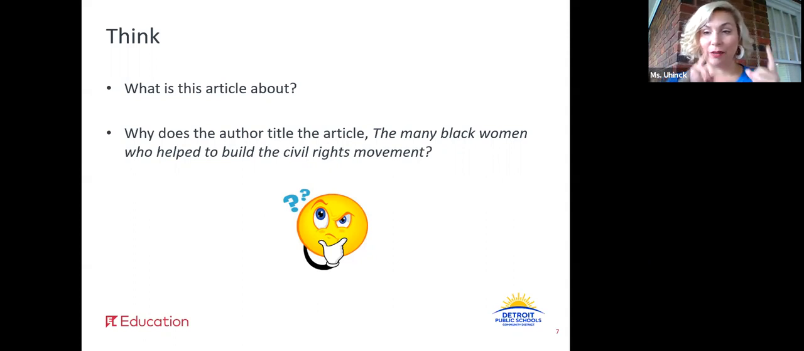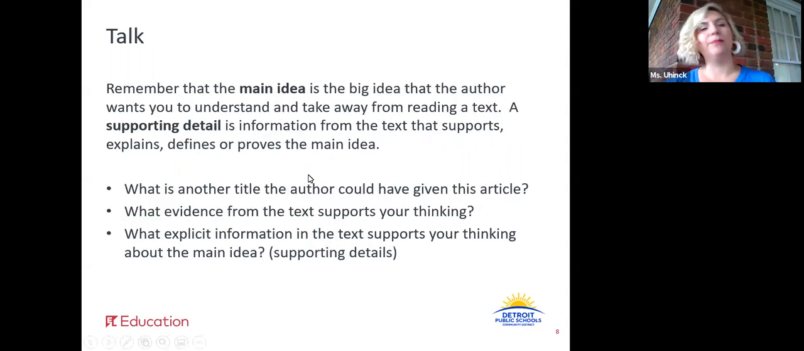All right, great. So we've read the article. We've started to think about the article. Let's discuss this article. Now, before we get started, I want to remind you, the main idea is the big idea that the author wants you to understand and take away from the text. A supporting detail is information from the text that supports, explains, defines, or proves the main idea. And remember, for the last couple of weeks, we've been talking about that big main idea is kind of that tabletop, right? It's the big idea the author wants you to take away. But those supporting details are the legs of that table that help support the main idea.